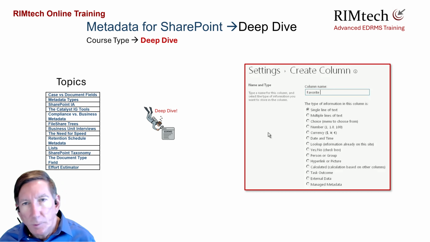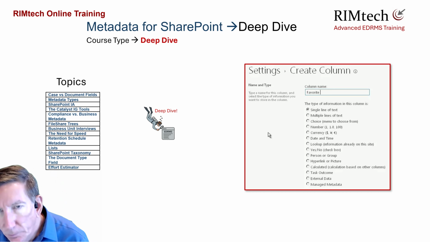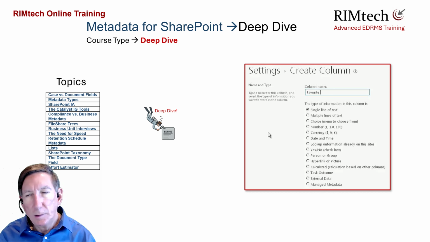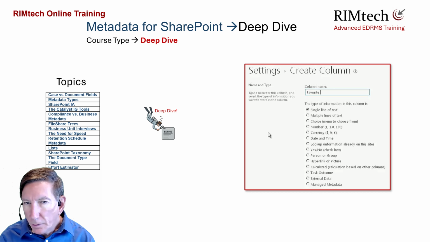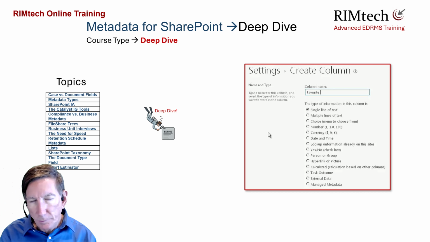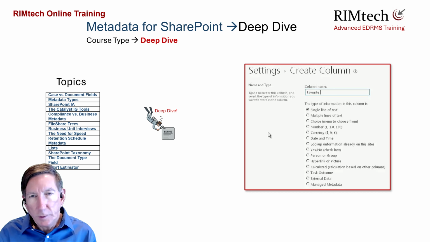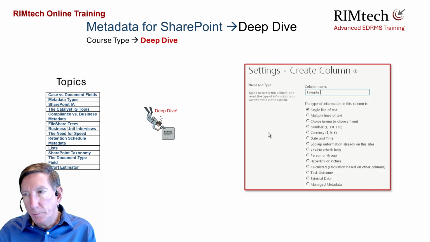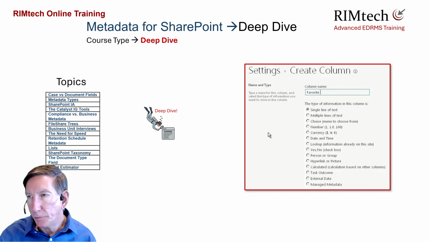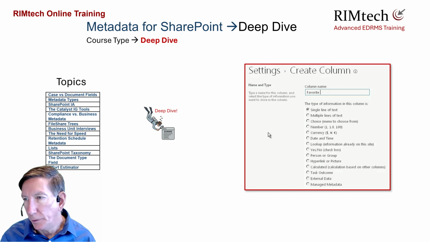So what are the topics? Well, the first one and the most tricky one is case versus document fields. Every column, and that's what Microsoft calls a metadata field, a column, every column is going to be either a case column or a document column, and you have to understand what the difference is and how to specify it to the software. We'll look at different types of metadata, different column types. That's what you see on the screen up here right now, the various types of columns.